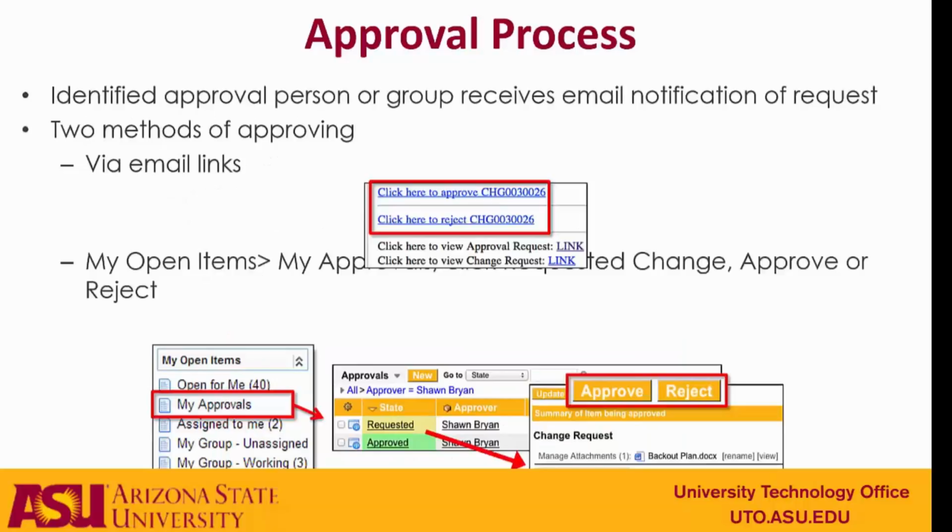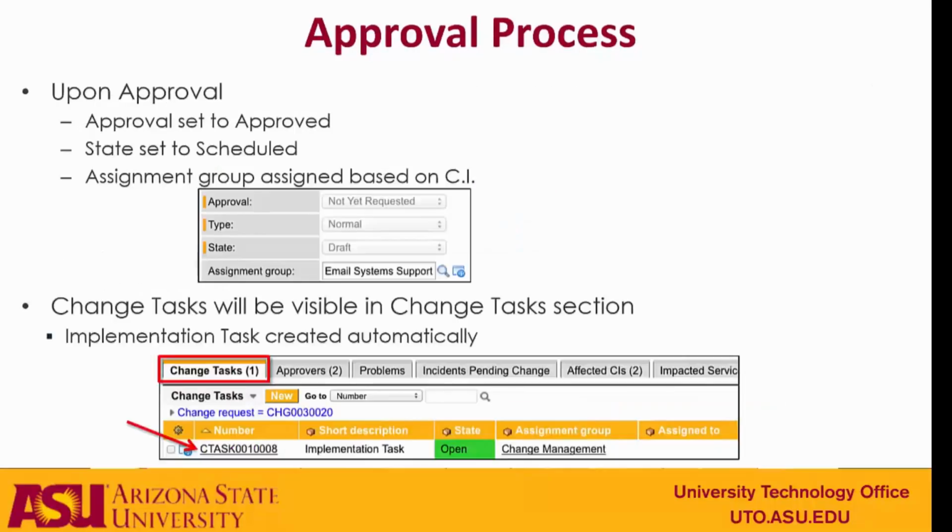If you're an approver, you'll get an email where you can go in and view the change as well as approve or reject it. If you're in ServiceNow, you can go to the My Open Items application and look at the My Approvals list and do your approval or rejection from there. Once the change has been approved, the approval field will be changed to approved, the state will be set to scheduled, and the assignment group will be assigned based on the CI.